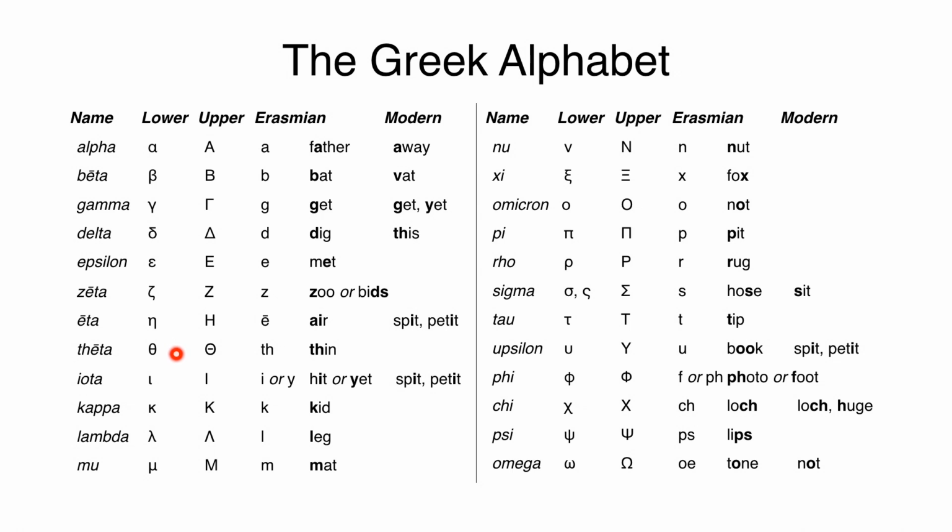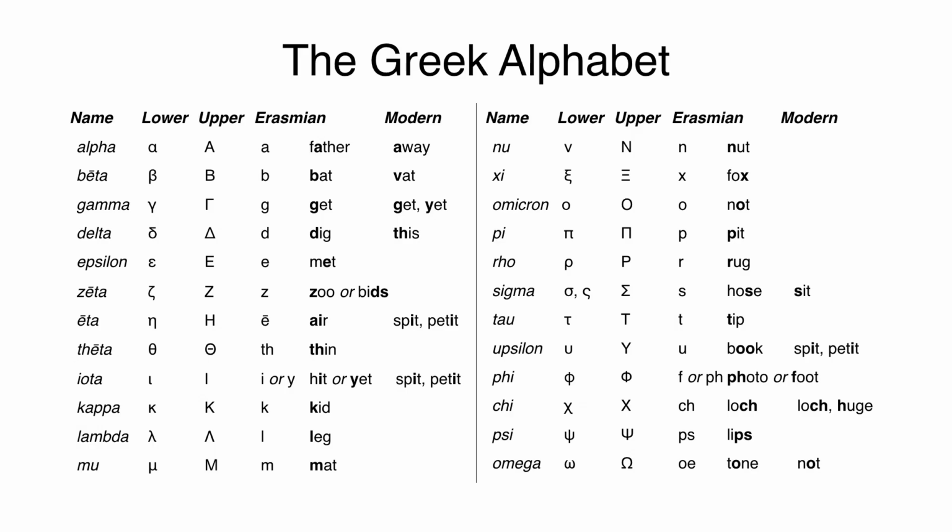theta, iota, kappa, lambda, mu, nu, xi, omicron, pi, rho, sigma, tau, upsilon, phi, chi, psi, omega.